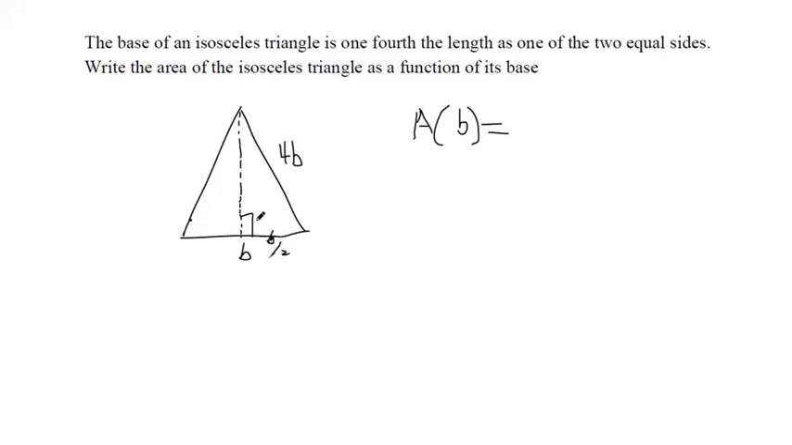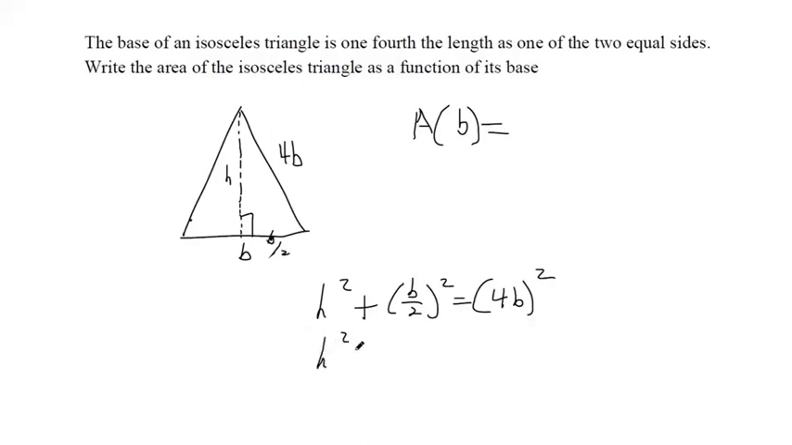But the whole point of doing that is now that we have a right triangle, we can come up with a formula for the height depending only on the base, which is what we're supposed to do. Right? And we do that with the Pythagorean theorem. This is the hypotenuse. So it's a squared plus b squared equals c squared. Now we can solve for h.